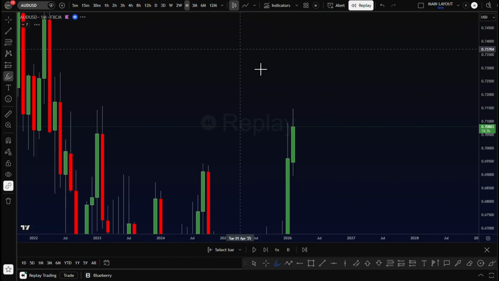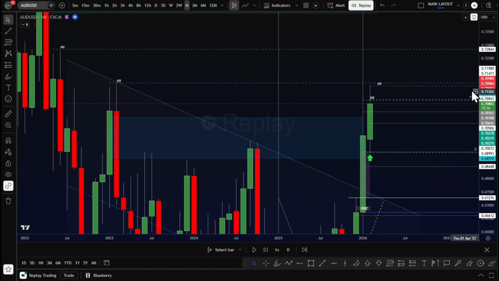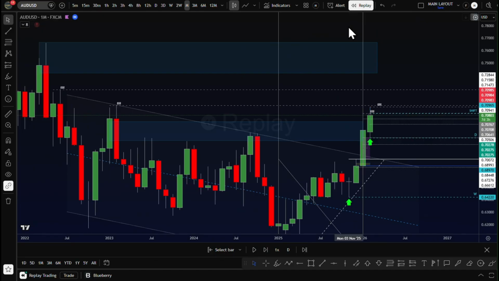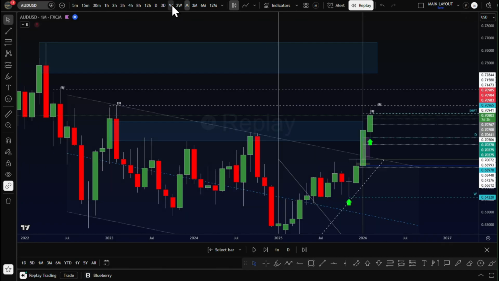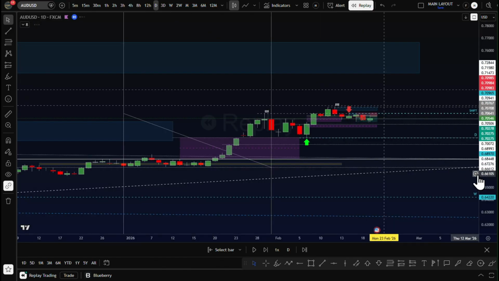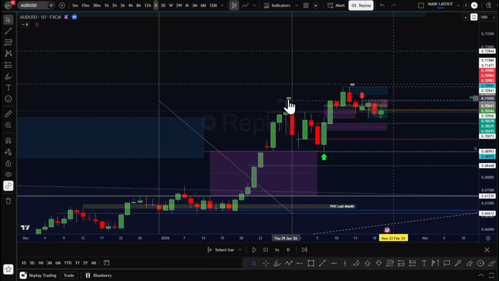Let me go to the monthly to show you clearly. I already made an analysis of this pair. You can clearly see price is targeting this high. We have not reached it yet, but it's clear price wants to target this high. So, very bullish. Let's go to the daily. You can clearly see the daily order flow is bullish. I marked up the origin of my daily order flow from this low to this high.